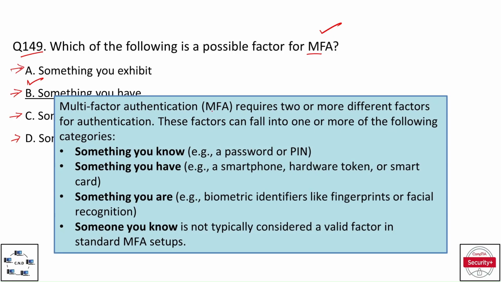So multi-factor authentication or MFA requires two or more different factors for authentication. These factors can fall into one or more of the following categories. Something you know, for example, password or PIN. Something you have, for example, a smartphone, hardware token, or smart card. Something you are, for example, biometric identifier like fingerprint or facial recognition. Someone you know is not typically considered a valid factor in standard MFA setups.